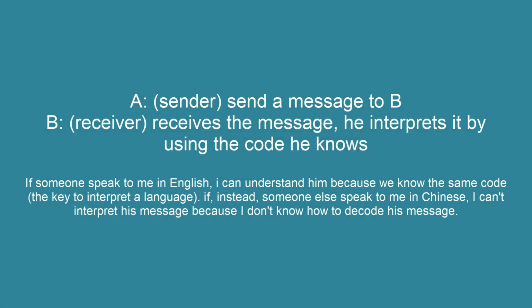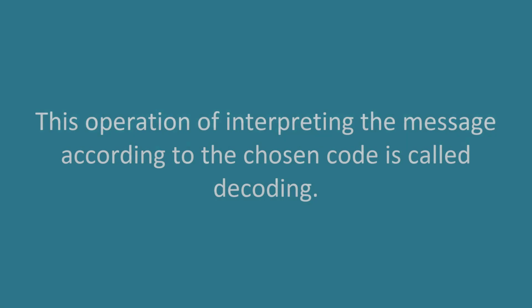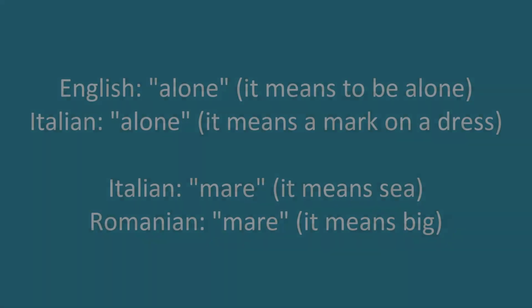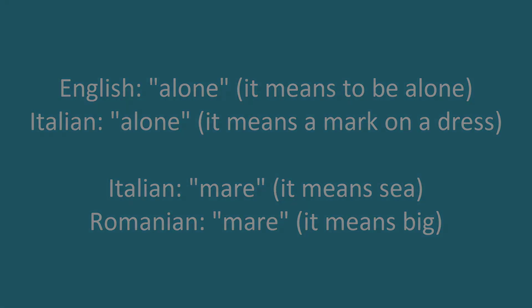The sender transmits his message. The receiver receives it and interprets it, or gives it a meaning, identifying its content. This operation of interpreting the message according to the chosen code is called decoding. If someone obviously speaks to us in Chinese, we don't have the interpretation key to decode his message. During the communication operation, the passage of information happens without problems only when the sender and the receiver perform the operations of encoding and decoding the message using the same code.